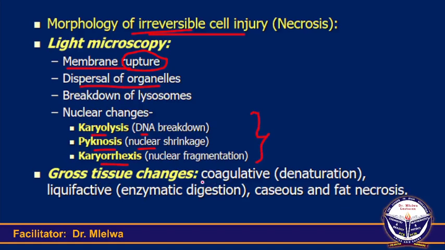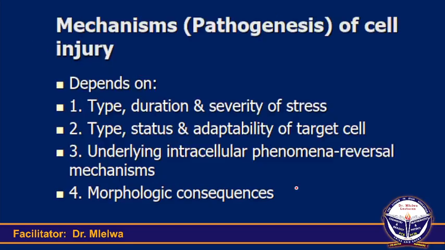Gross tissue changes which occur in irreversible cell injury, you can observe coagulative or denaturation. You can observe liquefactive or enzymatic digestion. And also you can observe caseous and fat necrosis. Actually, what happens in the irreversible cell injury is what we call necrosis. Irreversible cell injury inapelekea cell death ambayo tunaiita kama necrosis. We shall discuss cell death in the second session, and we will discuss more what is necrosis and all of these categories of necrosis, starting from coagulative, liquefactive, and caseous and fat necrosis. And we shall see the difference between these categories of necrosis and how they appear in a histological appearance.